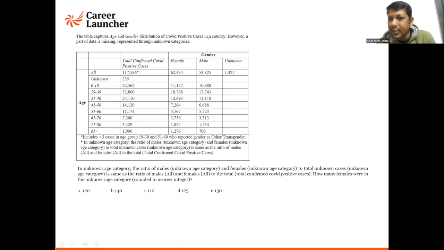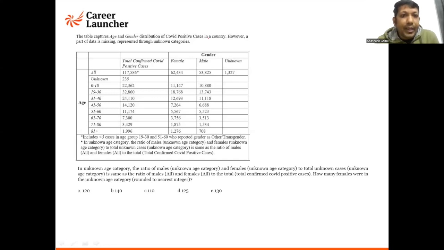Now, total means the total number of people who were found COVID positive, and that is around 117,000. Now, this total number has 3 categories. One is female, another one is male, third is unknown. Unknown means these many people have not revealed their own gender. Okay, so basically, I don't know the bifurcation of 1327 people. These can be male, these can be female. All can be male, all can be female, or a few can be male, a few can be female. I don't have a bifurcation for that.